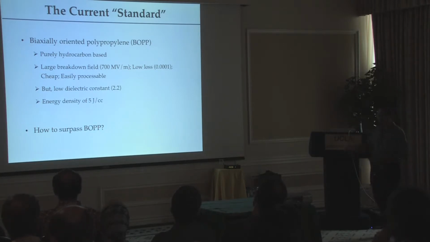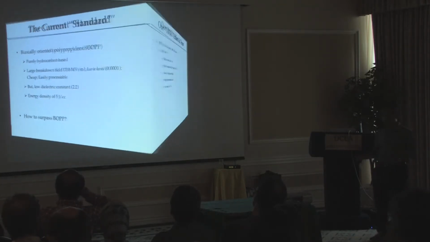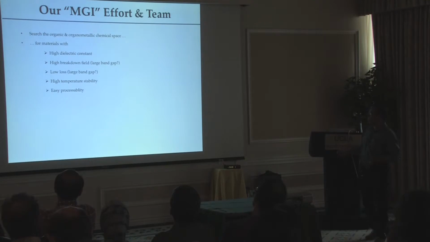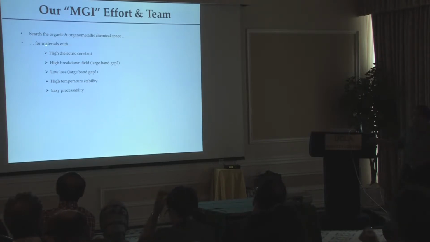Right? How do we do that? How do we surpass polypropylene? It's a big question. And so now I list our screening criteria. Right? So we are searching the organic and organometallic chemical spaces. We'll get to organometallic eventually. We are looking for materials with high dielectric constant, high breakdown field, low loss, and high temperature stability. We want them to be stable and easy to make films.